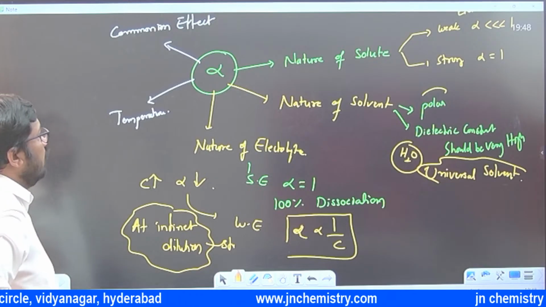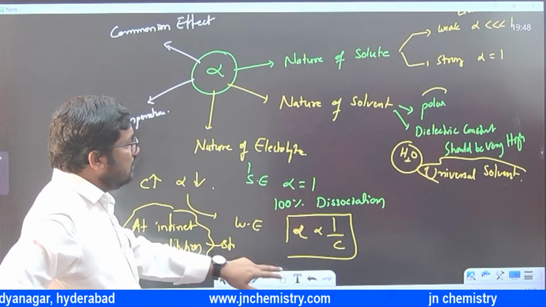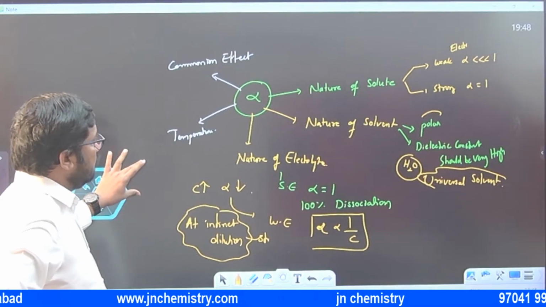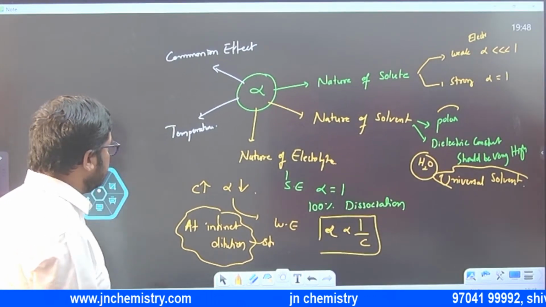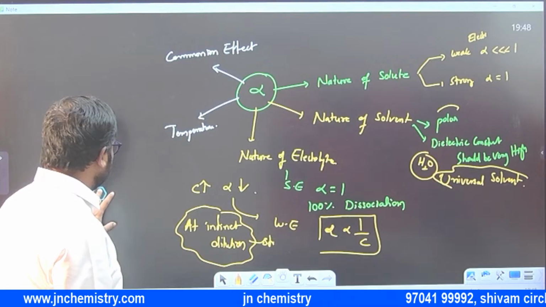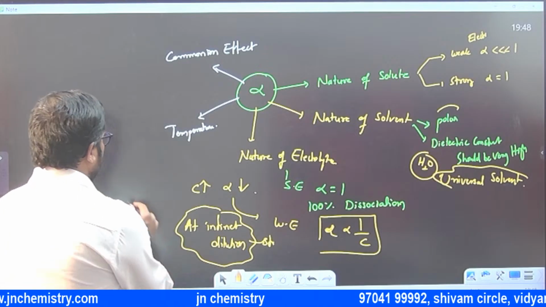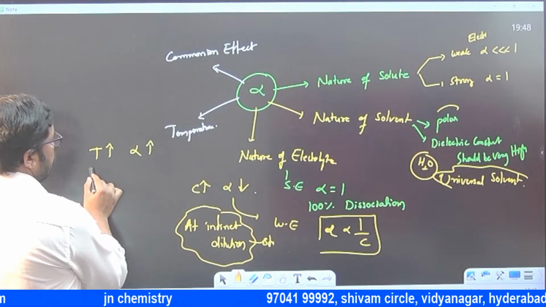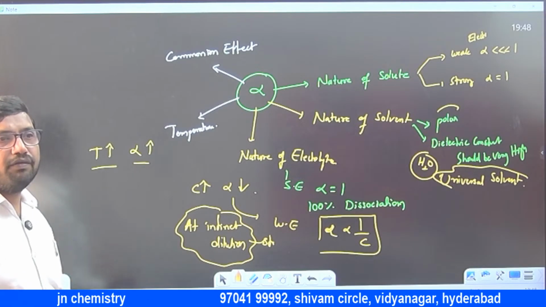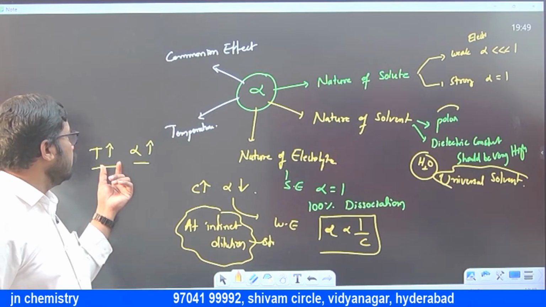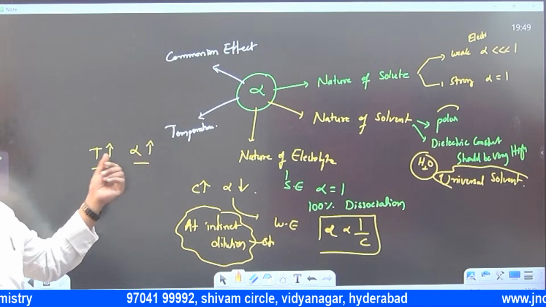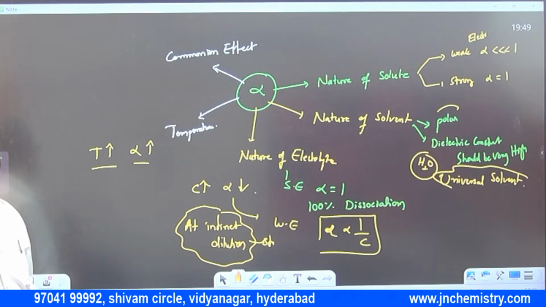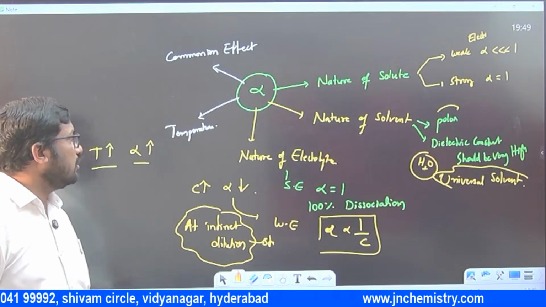Next, temperature. If the temperature increases, alpha increases simply. The speed of ions also increases. So as temperature increases, the degree of ionization increases.